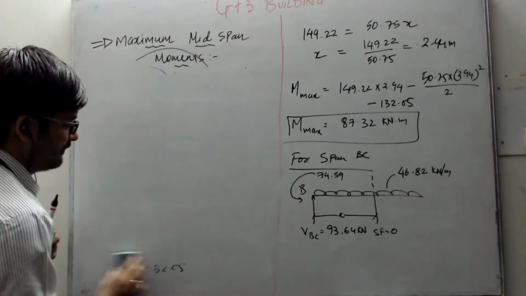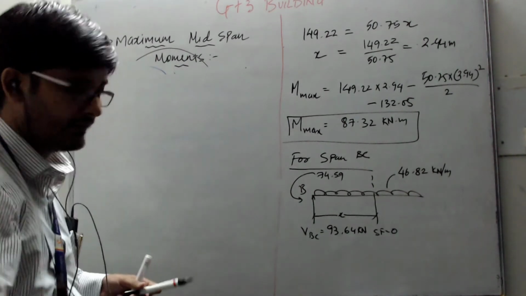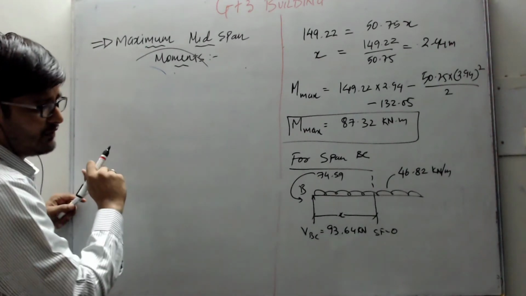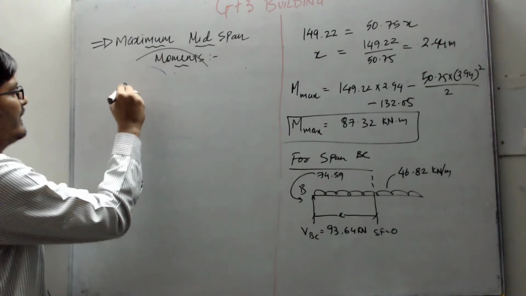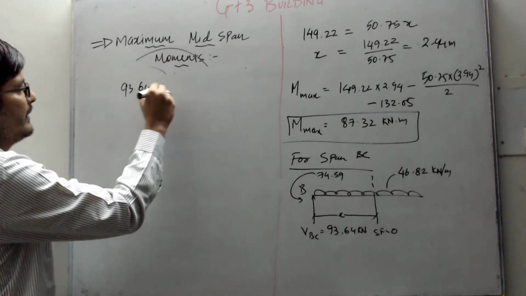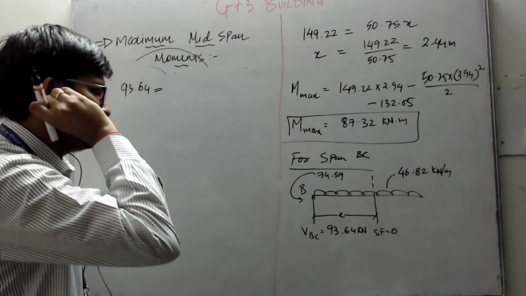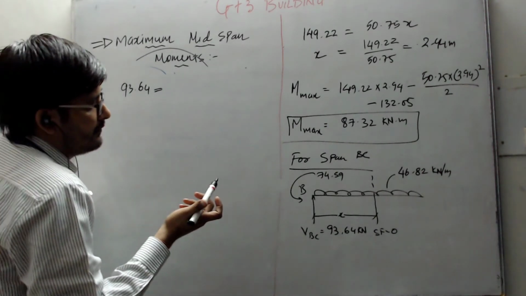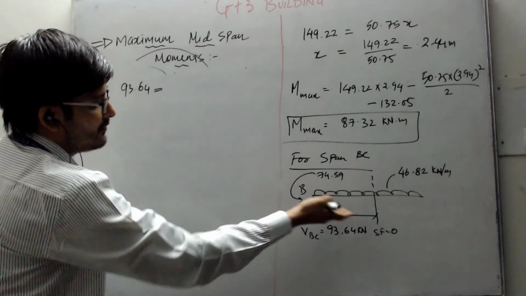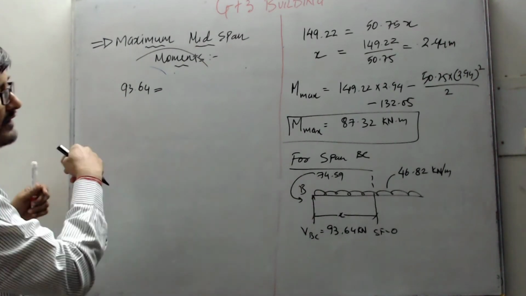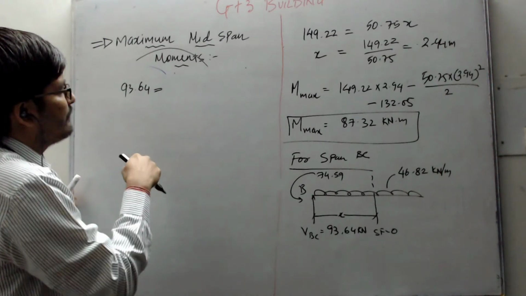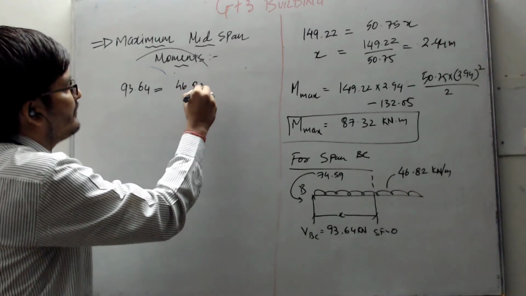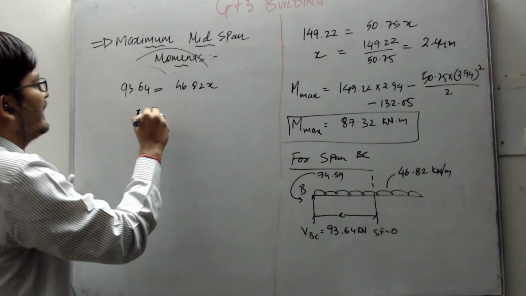First let us find out the value of x. It is found by 93.64 minus, equal to, so what condition are we taking? Shear force is equal to summation of vertical force equal to 0 on the left hand side. So this will give me 46.82 into x. So your x value will be 2 meters.